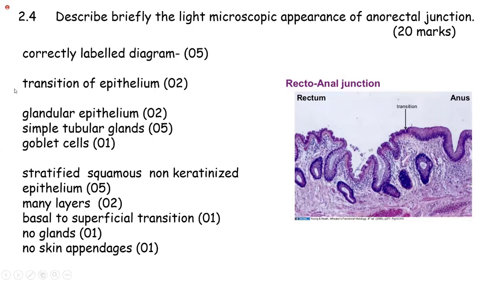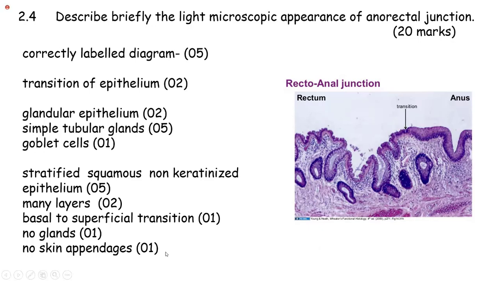Right? So what are the things we must accept in the answer now? You should tell us about the transition of epithelium, the changing of simple columnar glandular epithelium into the stratified squamous non-keratinized epithelium. Right?